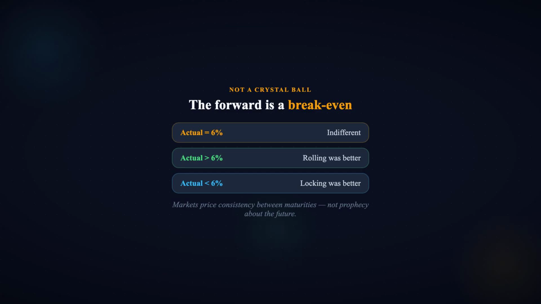Markets are pricing the relationship between maturities so that no one can borrow at the short rate, lend at the long rate, and pocket a guaranteed profit with zero risk. That discipline, no free arbitrage, is the single most important idea in all of fixed income.